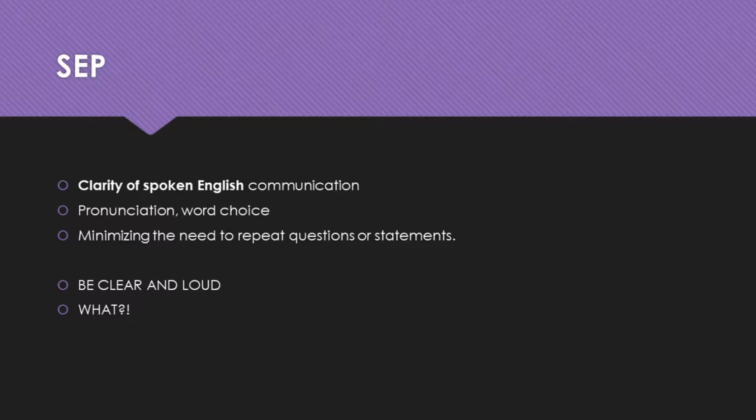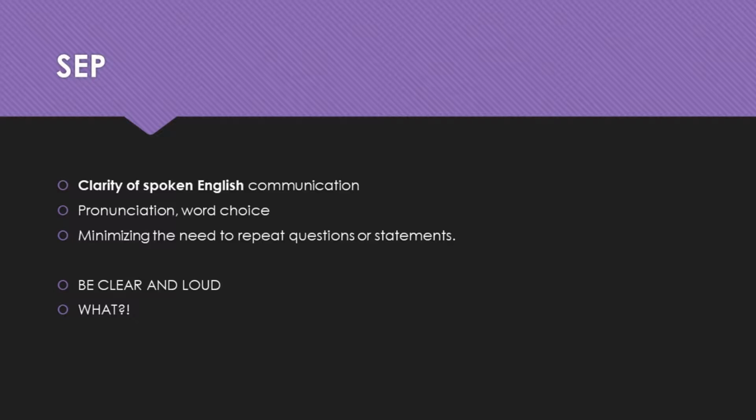So, personally, in my exam, once my patient said "what," and I got so scared. I was so loud, clear, and slow for that patient, so that I made sure that he understood what I was trying to say, without the need to repeat any statement. This is very important. Now, do you have to be very fluent in English to pass the SEP?